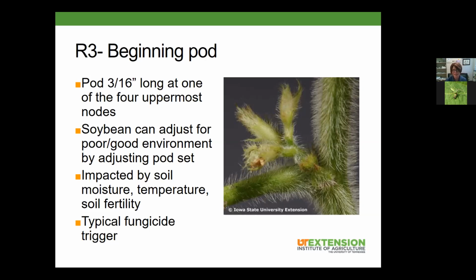R3 is also a time when there's a lot of adjustment in yield potential. So it's important to have moisture. It's important to have decent soil fertility, because at this time, R3 pods are the most vulnerable. The plant will throw those off, or else the blooms won't even make a pod if the plant is not growing under a good environment. So it adjusts its pod load for what it's undergoing at that time. It's a really critical thinning out time for pods.